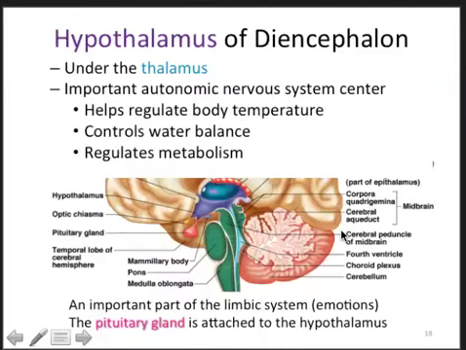The hypothalamus sits underneath the thalamus and is an important autonomic nervous system center. It helps to regulate body temperature, control water balance, and regulate metabolism, and it also governs the function of the pituitary gland. It's also an important part of the limbic system, which assigns emotional content to different stimuli.